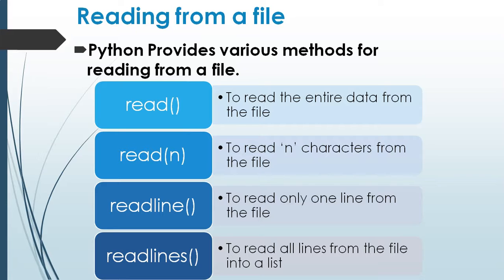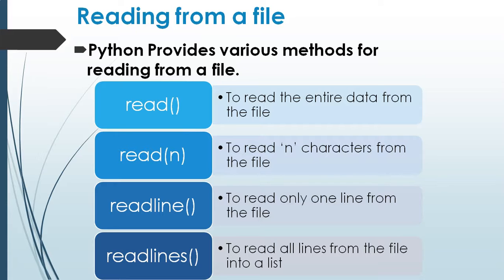That is, it reads n characters from the file starting from the cursor, and if the file holds fewer than n characters, it will read until the end of file. Simple. And third one is readline. It is used to read one line from the file. And the last one is readlines. It is used to read all the lines from the file into a list.